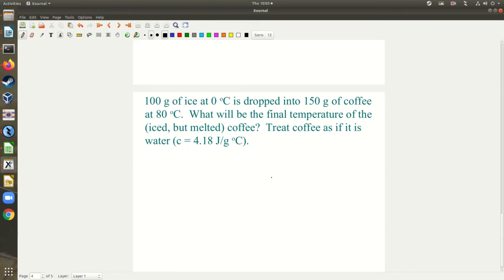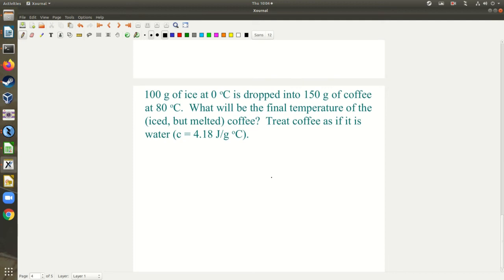One with latent heat of fusion and one with latent heat of vaporization, but here goes. We have 100 grams of ice at 0, so it's at its melting point, dropped into 150 grams of coffee at 80 degrees Celsius. What will the final temperature of the iced but melted coffee be? Treat coffee as if it's water. So, all right. Well, what do I know here?